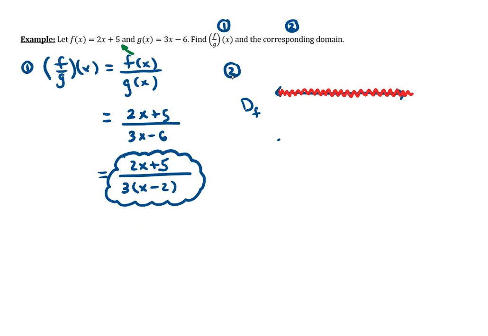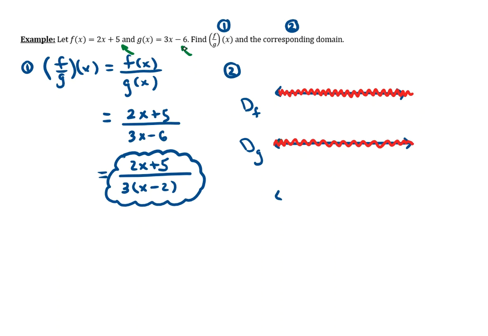Let's draft up a number line for the function g, denoted capital D sub g. And the expression for g of x is 3x minus 6. And much like the function f of x, there's no division by 0 possible, nor are there any opportunities to get a negative inside of an even radical because it does not have any radicals. Therefore, the domain of the function g of x is also all real numbers.